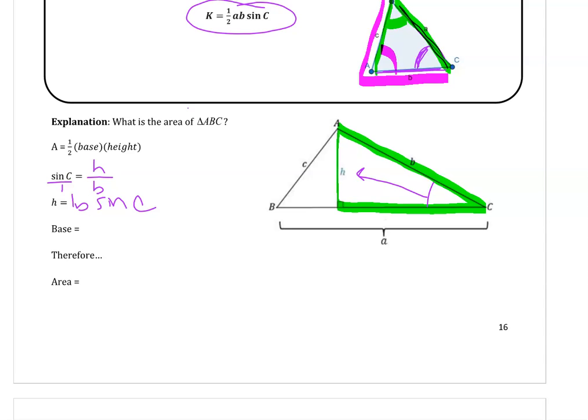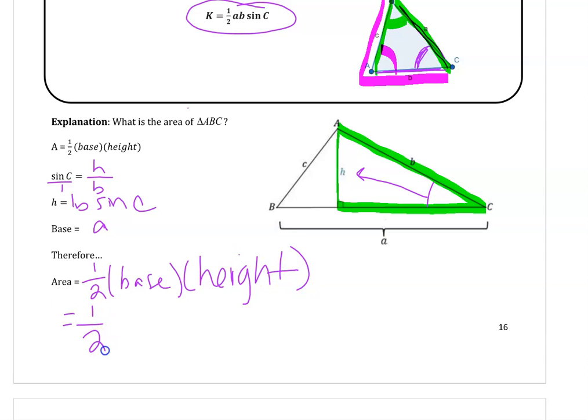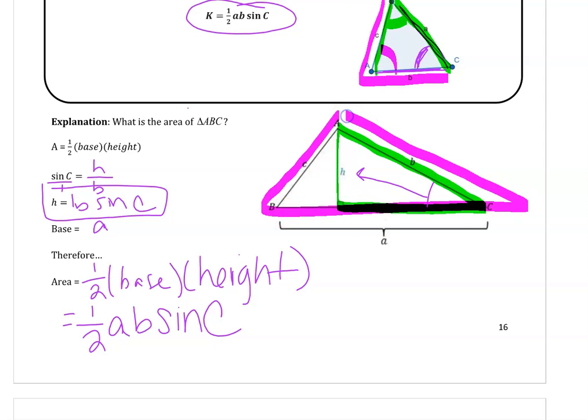Now the base of our whole triangle here is just side A. Now if we know that area is equal to 1/2 the base times the height H, I know the base of this triangle is A, and the height I just found to be equal to B times the sine of C. And that's how we end up with area equals 1/2 AB sine of C. And that'll allow us to find the area of this whole triangle.